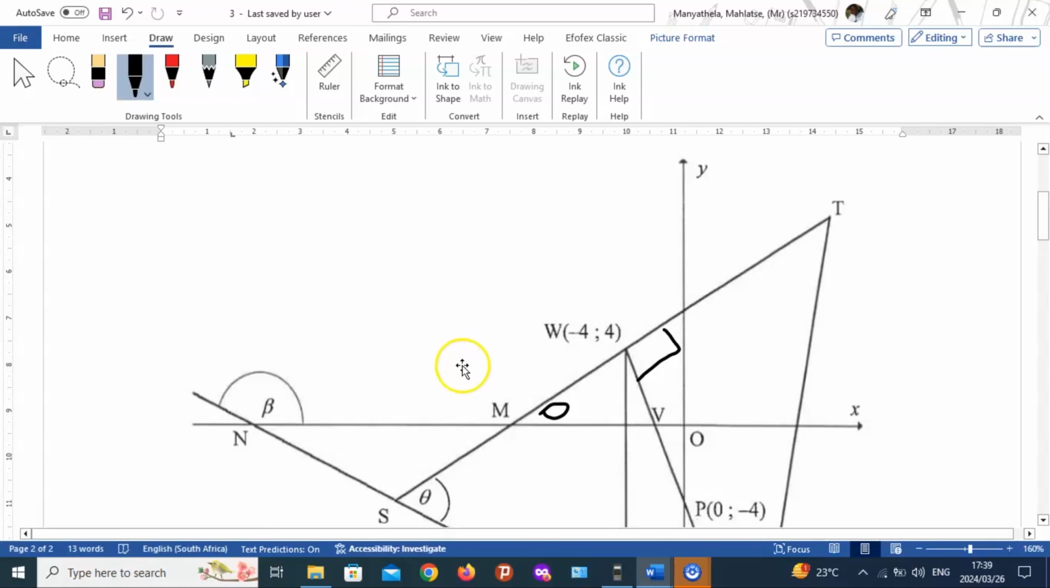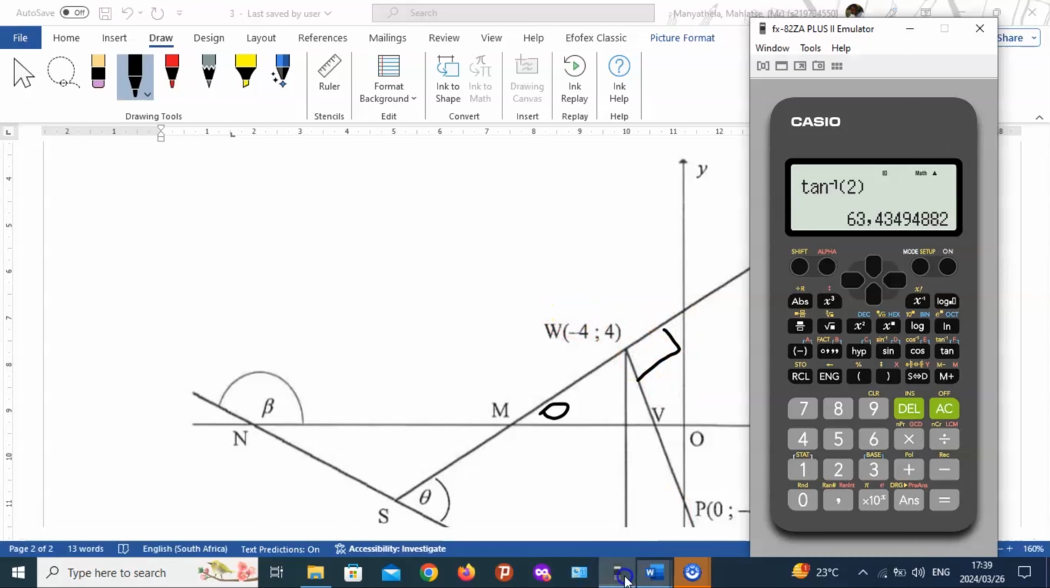So to find this angle, we can simply sum the angles that we got. We can simply sum them up to find that angle. It gives us 90 degrees. So you can see that that line is perpendicular to that line.